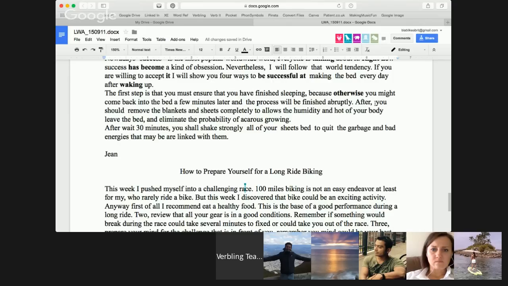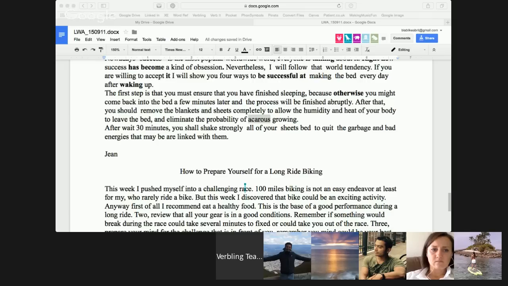Okay, after that, or afterwards, you should remove the blankets and sheets completely to allow the humidity and heat of your body to leave the bed and eliminate the probability of, what's this? It's a parasite. Parasites, yes. How about we put parasites, because I think it's quite funny. Okay. And it might encourage people to make their bed, because the thought is horrible.